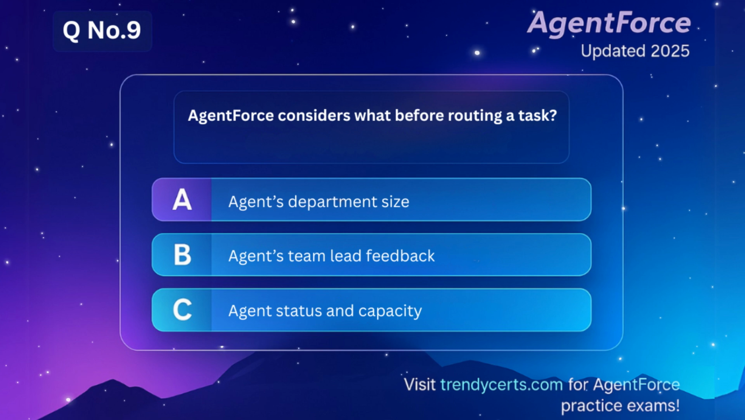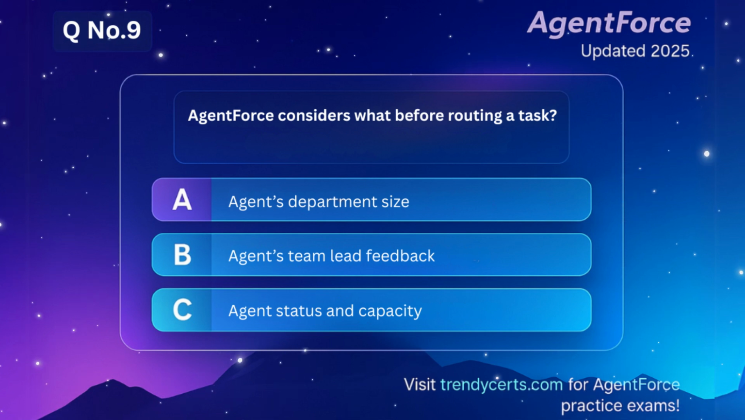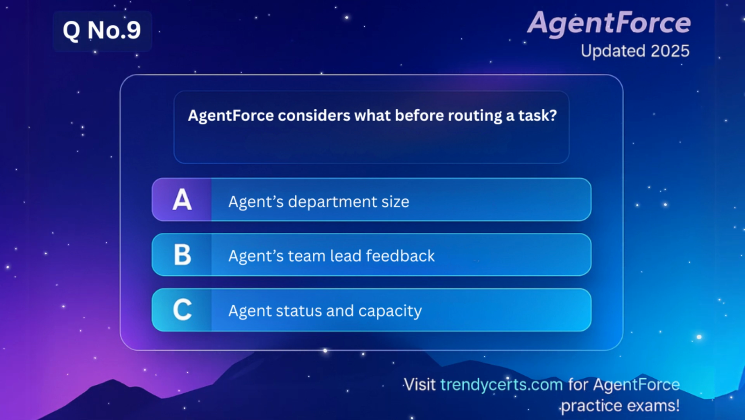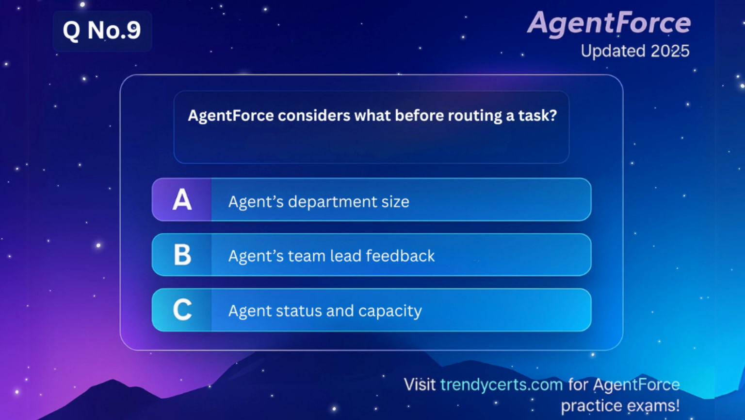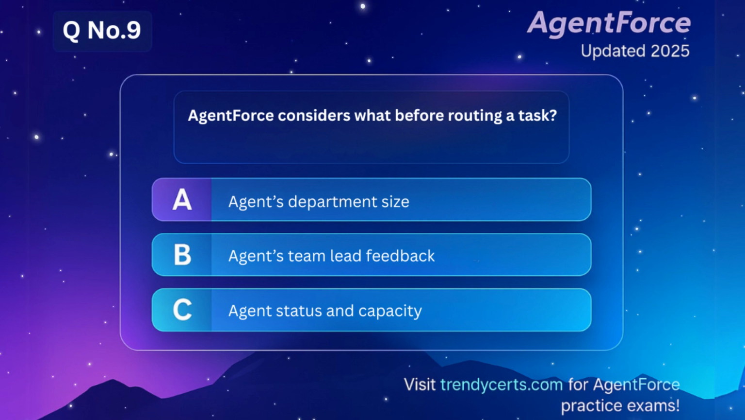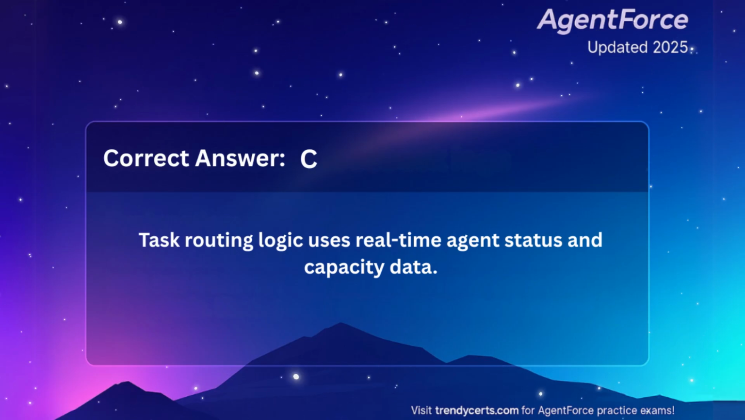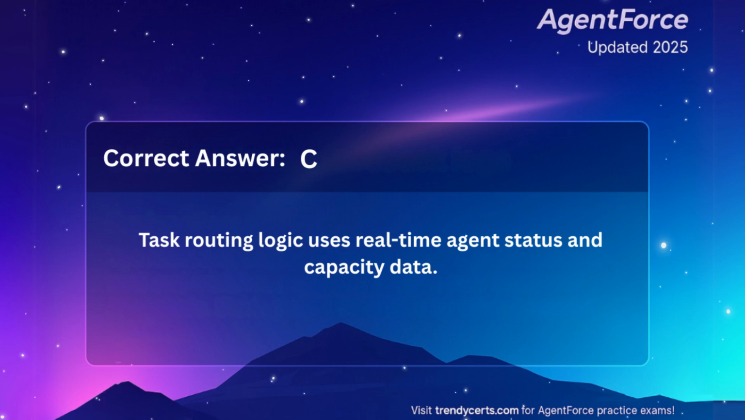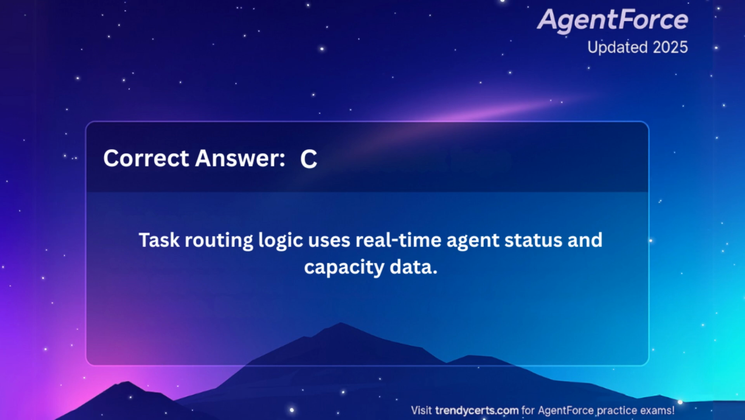Before routing a task, what does Agentforce consider? A, the agent's department. B, team lead feedback. C, status and capacity. Answer is C. Real-time status and current capacity help Agentforce decide who gets the task.